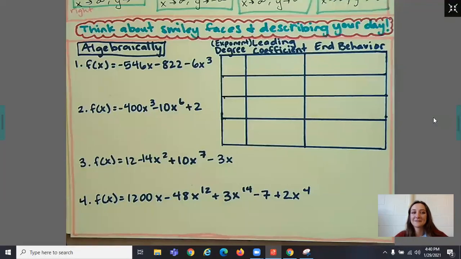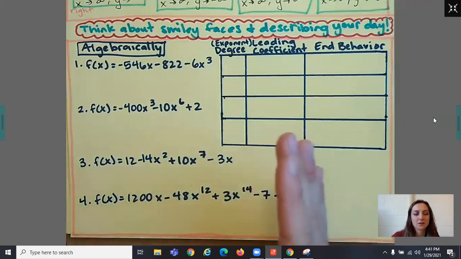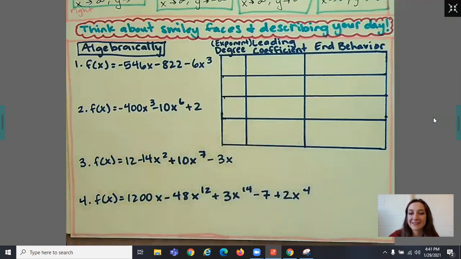Hello everyone. In this video, we're going to look at end behavior algebraically. In the video before this, we were looking at it graphically, looking at the smiley faces and describing your day and things like that. So we're going to look at it more algebraically now, and we are going to be filling out a table, but we'll figure out when we're going to do that.